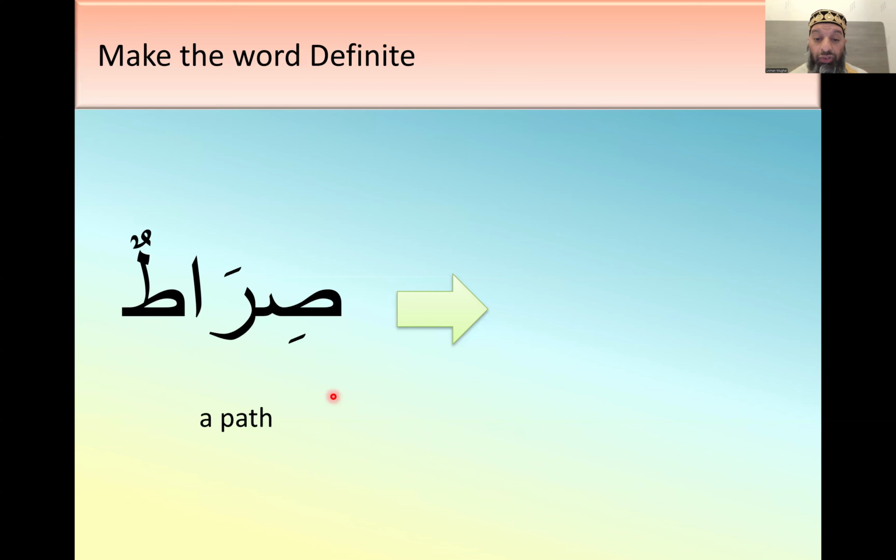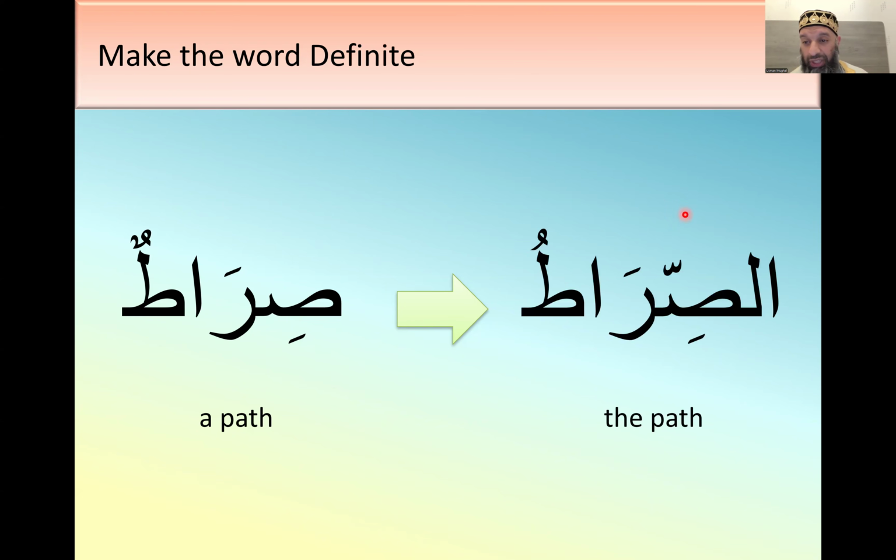Okay. Siratun becomes "a path". Yes, the double can't coexist with the alif lam. So the double cannot coexist with the alif lam, so the alif lam has come. As-siratu. The main thing to know for the test is when there's an alif lam, it means "the". When there is no alif lam, it means "a".